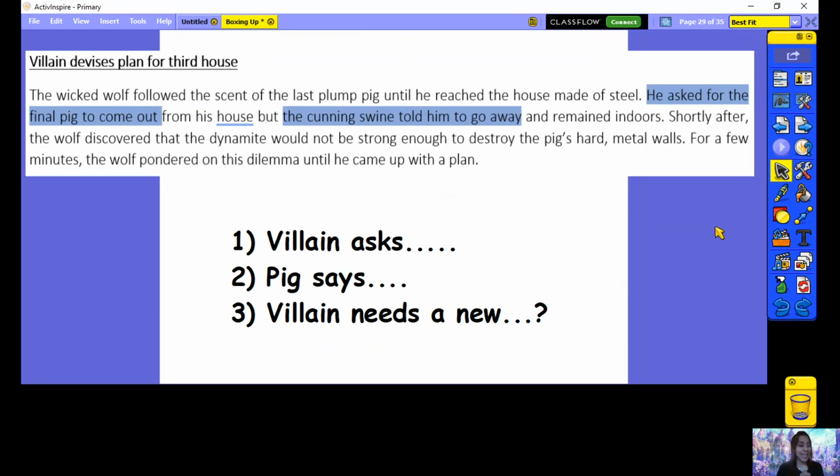So this is the next section where the villain has a plan for the third house. So again, you don't have to write this down because we know now that this really repeats itself. So what happened with the first and second pig pretty much happens with the third pig. So 1, what does the villain ask? 2, what does the pig say in response? But 3, it changes here, doesn't it? What does the villain need to do? Because he doesn't actually manage, like in the other 2 sections, to destroy this house. So pause the video, give yourself some time to write some notes or say it out loud before we move on to the next section.